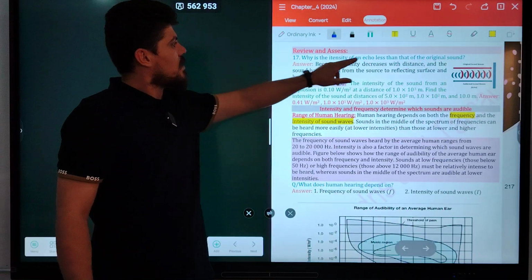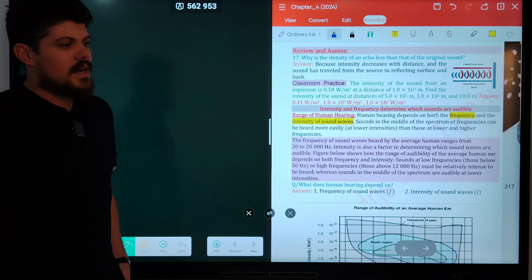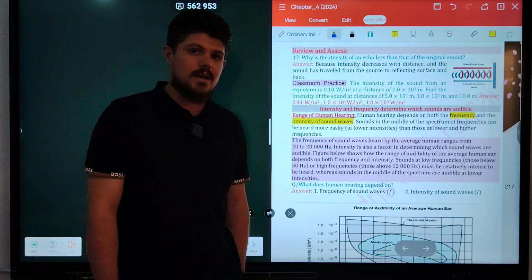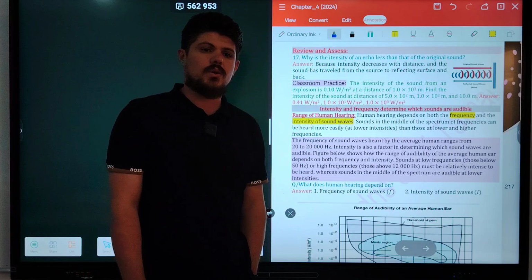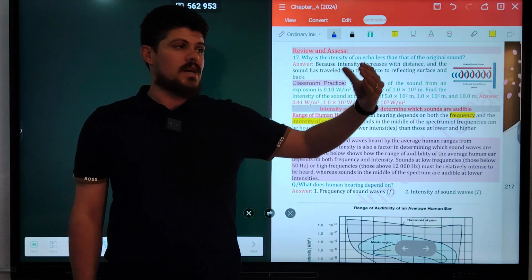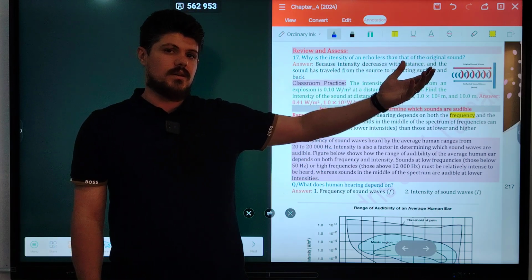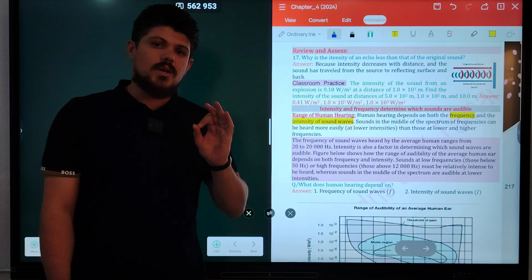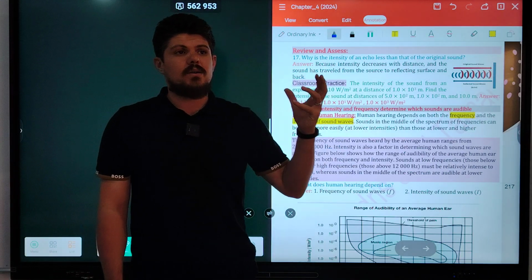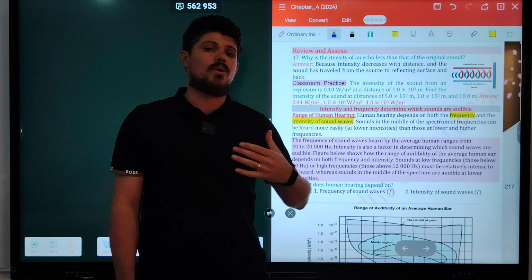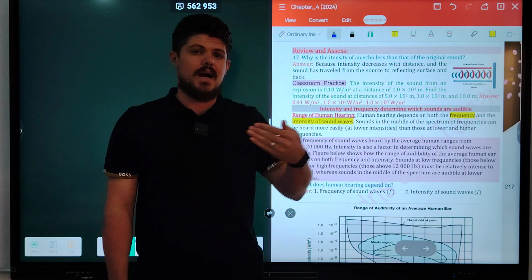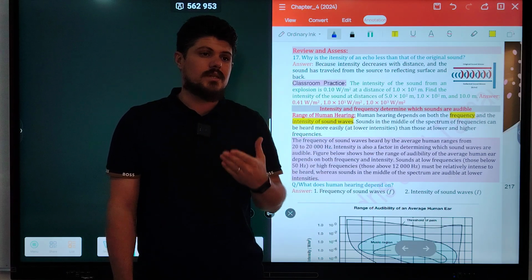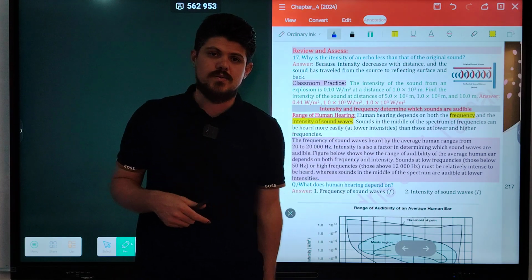Why is the intensity of an echo less than that of the original sound? The intensity of the echo sound is always less than the intensity of the original sound. What do I mean by echo? It means that the sound is emitted by the source and reflected by the wall or any other object; the reflected sound is the echo. So the reflected sound, or echo, has traveled more distance, moving forth and back. More distance means less intensity. Why? Because intensity is inversely proportional to the distance from the source.